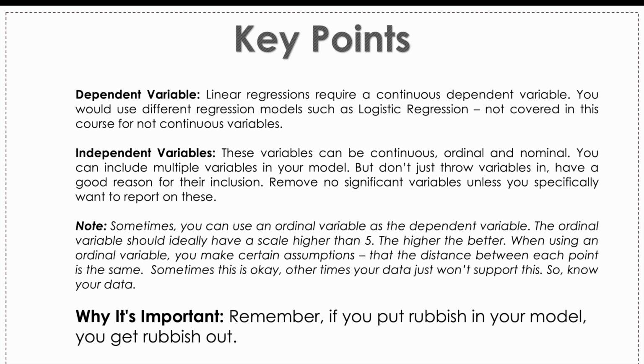Like I said, there are some exceptions to the dependent variable being a continuous variable. Sometimes you can use an ordinal variable. If that is the case, it should have a scale of at least 5. The higher the better. You should have some rationale for treating an ordinal variable as a continuous variable, because you are making certain assumptions, and the assumption is that the distance between each point is the same. Sometimes that's okay, other times that's not. Get to know your data, and then you'll be able to make that decision. Just remember, if you put rubbish into your model, you'll get rubbish out.